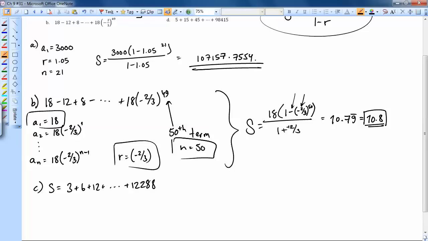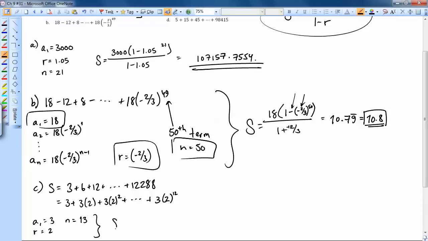Okay, well, this is the same thing as 3 plus 3 times 2 plus 3 times 2 squared plus dot dot dot. And once you realize this pattern, you can start to approach the 12,288 and figure out that it's 3 times 2 to the 12th. So in this case, my a1 is 3, my r is 2, and my n is not 12, but 13, because the first term is 3 times 2 to the 0.